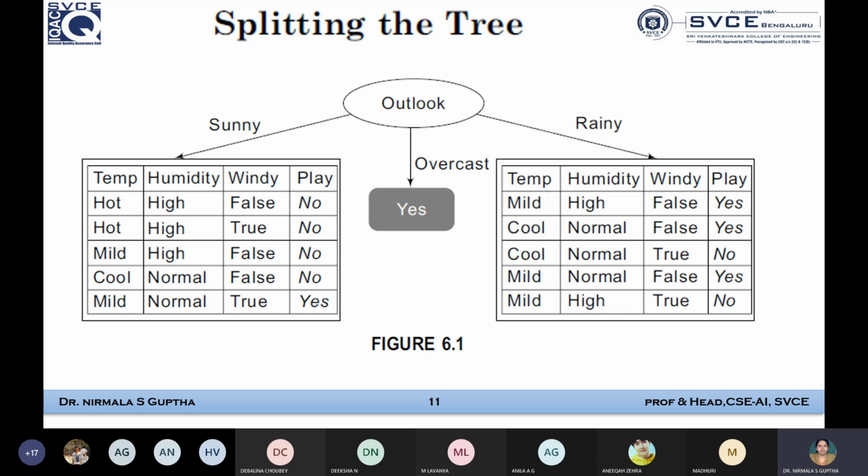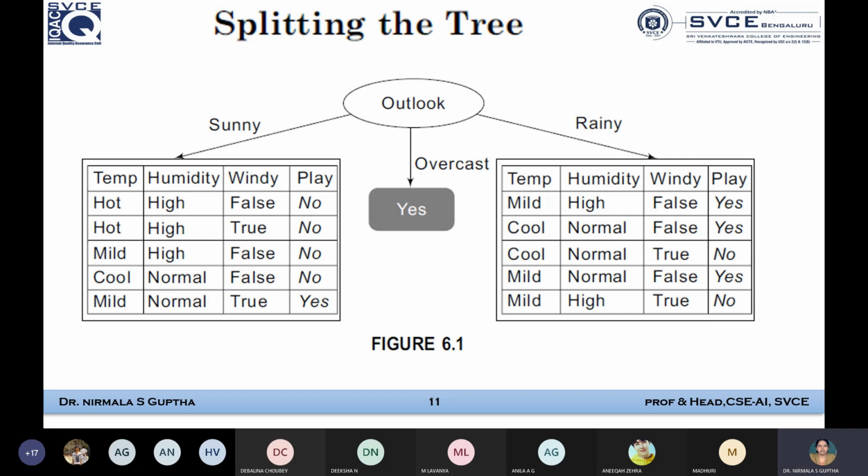Mild as yes. See the slide content, why I'm talking about mild only, because the play is yes there. The data set is saying play is yes, isn't it? Are you getting what I'm telling you? Yes. Okay, done. So now a similar recursive logic we have to use to build the tree.